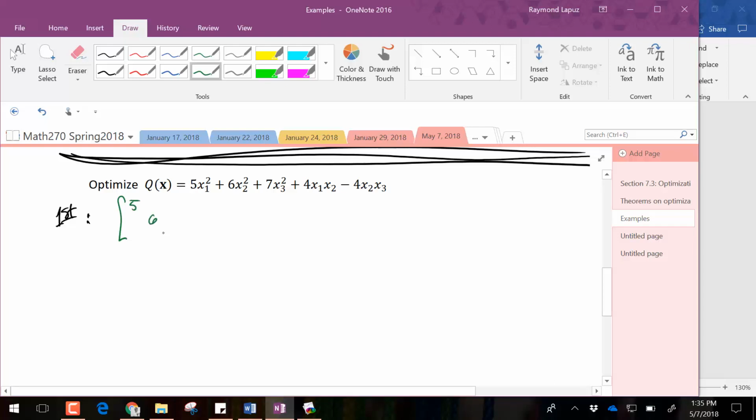5, 6, 7 in the diagonal, and so now we take a look at the cross product terms. This is a 1, 2 spot and the 2, 1 spot. So the 1, 2 spot, we got 2. So this is also a 2 in the 2, 1 spot. And the 2, 3 spot, the second row, third column, is -2, and so that gives a -2 in this 3, 2 spot as well. And there's no 1, 3 spot, so we have to assume that that's 0, and so this is our matrix.